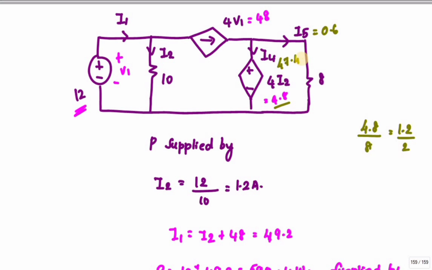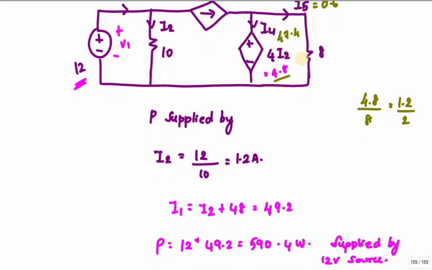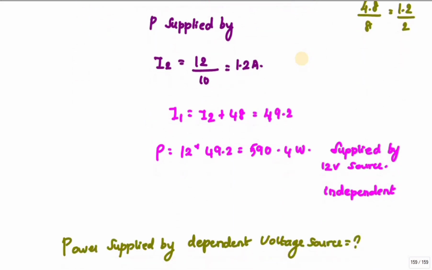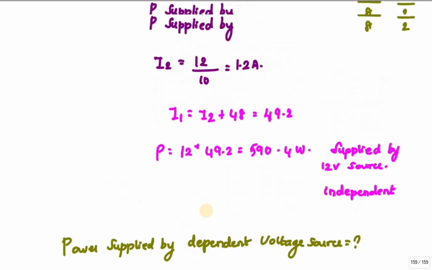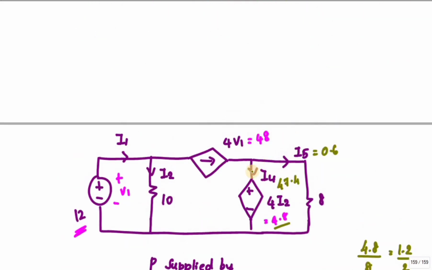Okay. So 4.8 into minus 47.4. Why minus? Since I4 current is coming inside, and I want to find the supplied current. So it is minus 47.4. So answer is minus 227.52 watts is the answer.